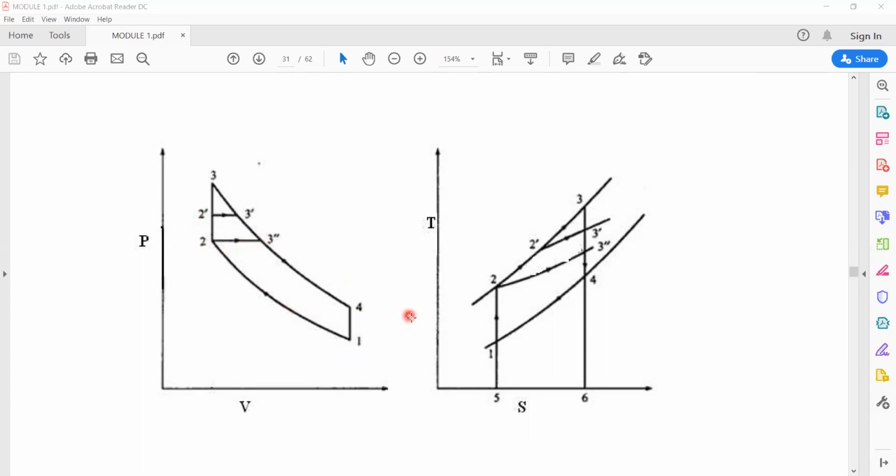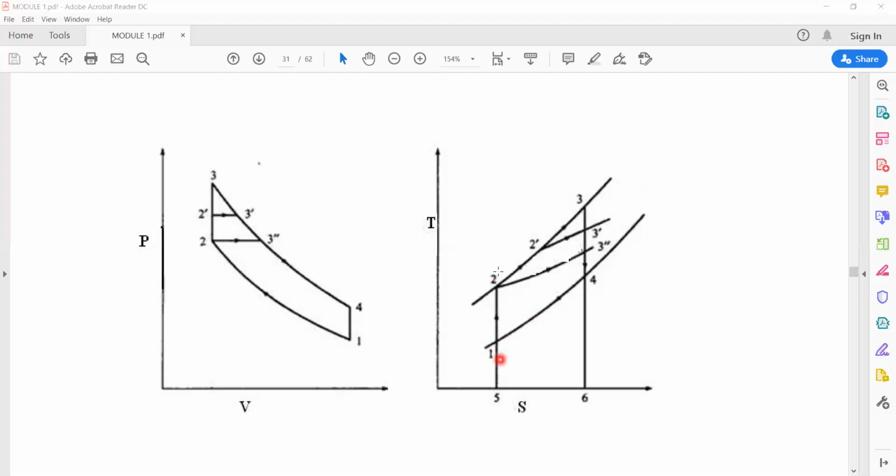Okay. Similarly, how to draw the diagram on the TS coordinates? 1 to 2 remains same for all the three cycles. I hope this is clear, because V1 by V2 is the compression ratio: volume at the beginning of compression to the volume at the end of compression, because 1 to 2 is a compression process. So this compression ratio remains same for all the three cycles. That's why the second condition is for same compression ratio.